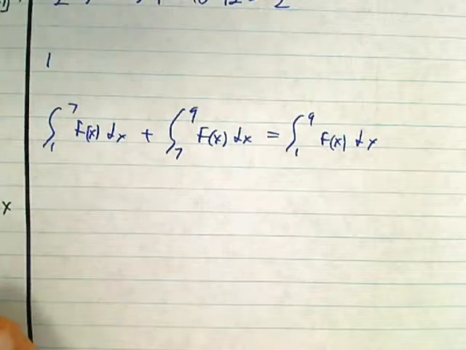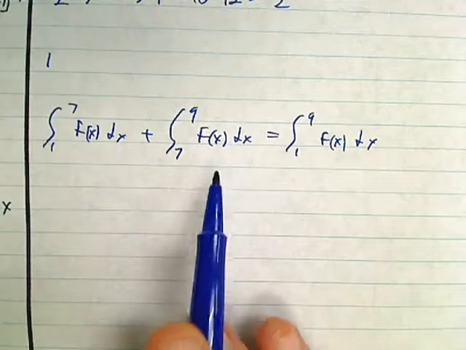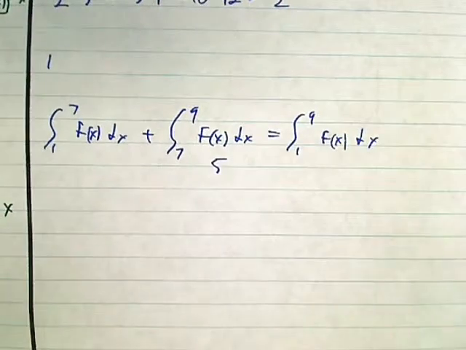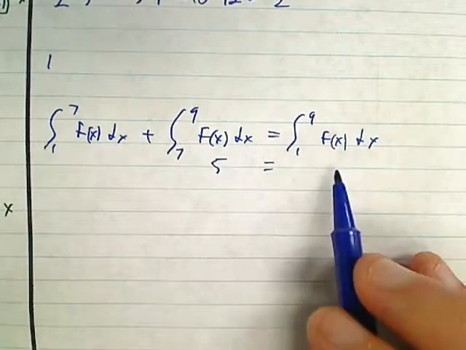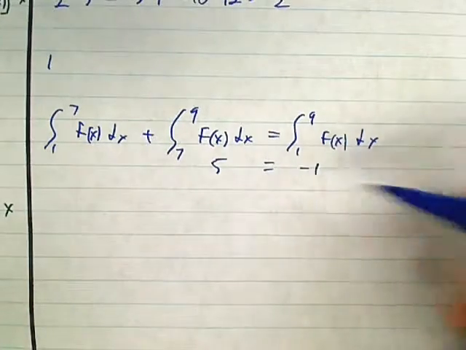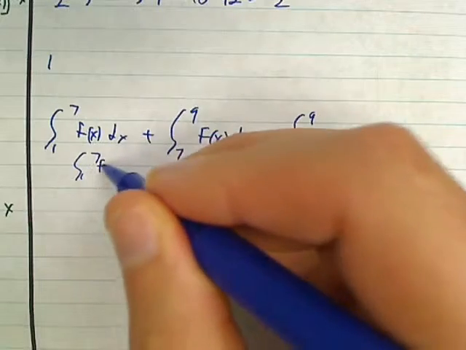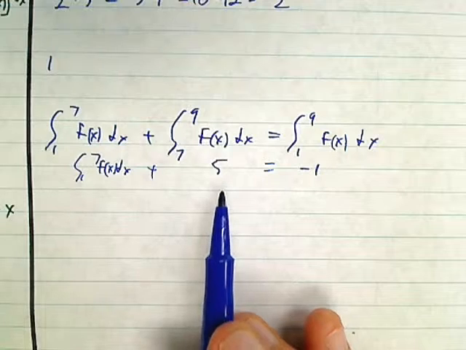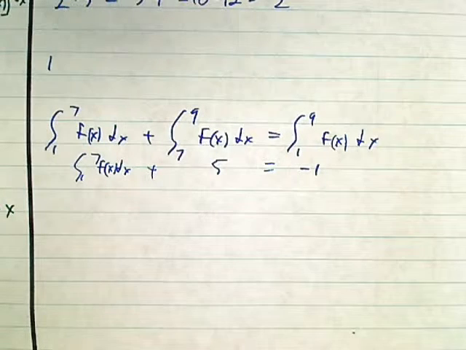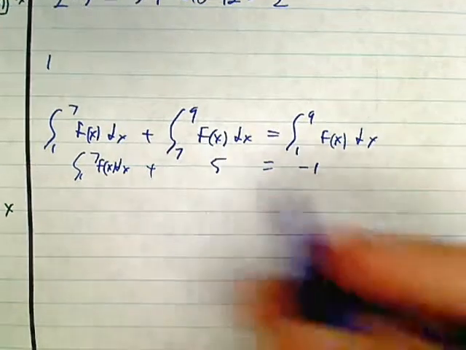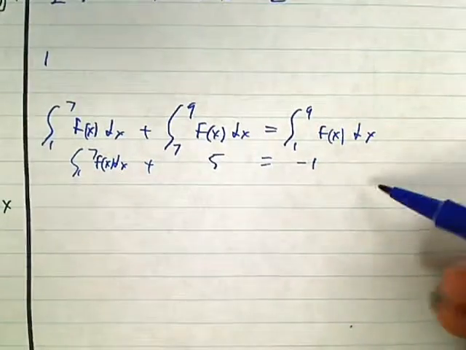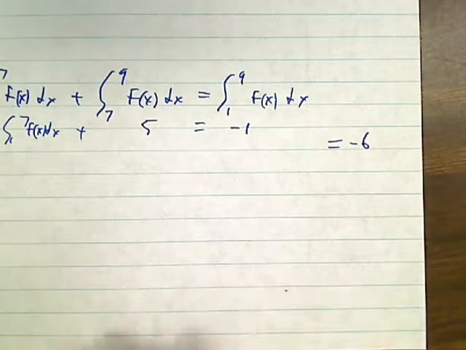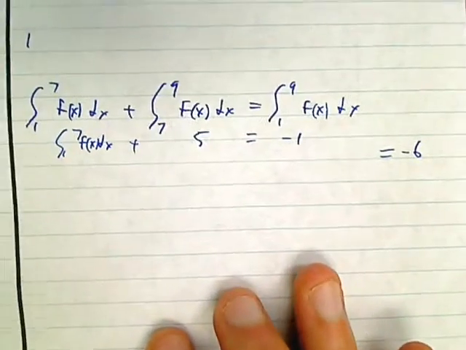Okay, well, now I can solve for this because this is from 7 to 9. This is 5. And from 1 to 9, this is -1. So if I solve for that and subtract 5, this is going to give me -6. -1 minus 5 is -6. So this equals, let me just write it off to the side here. I'm going to run out of room. I should have left myself a little bit more. But I get -6 for the value of that integral.